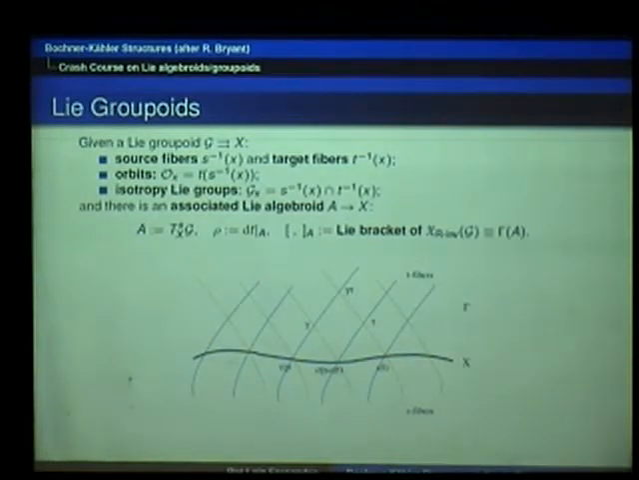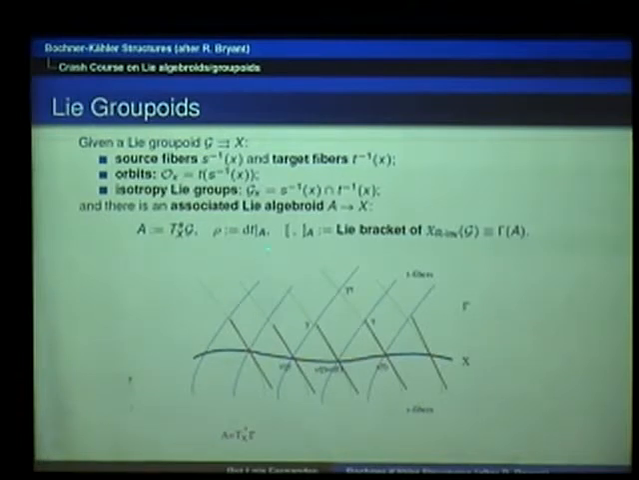All right, but now I'm saying that we have this algebroid associated with it. The vector bundle is going to be obtained by taking the tangent to the source fibers along the identity section. So I took the tangent to the green things along X. And that forms a vector bundle over X. So that's the algebroid.